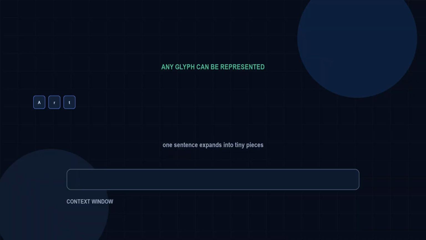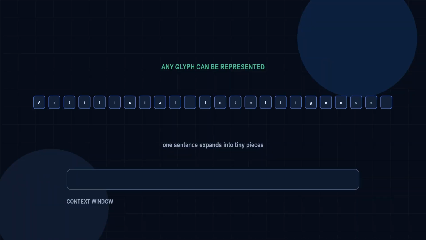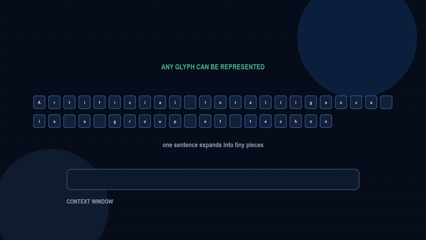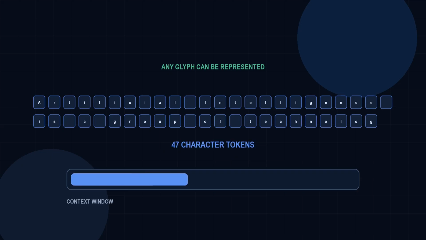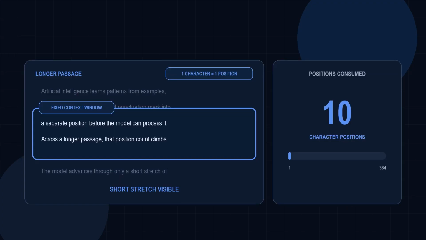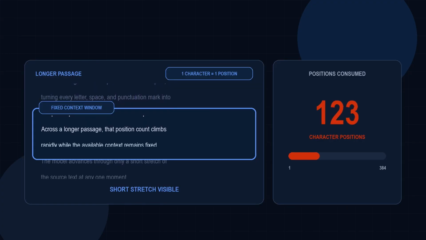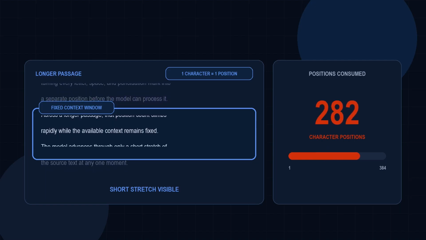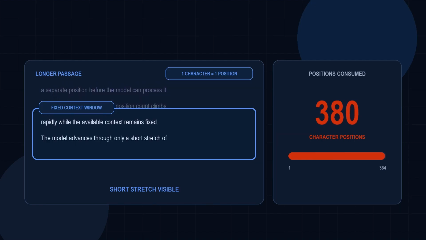The model can always spell anything out, but it creates a different pain. A single sentence becomes dozens of tiny pieces. Longer text becomes hundreds, and the language model's context window, like how much it can process at once, fills up fast when every letter is its own token. So character-level tokenization means the model can only see a short stretch of the text at a time. It can read, but it reads very slowly.